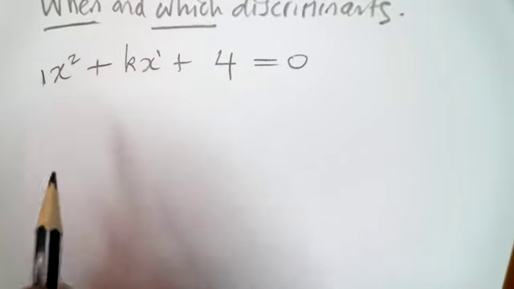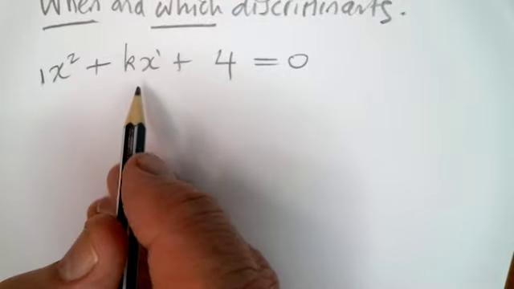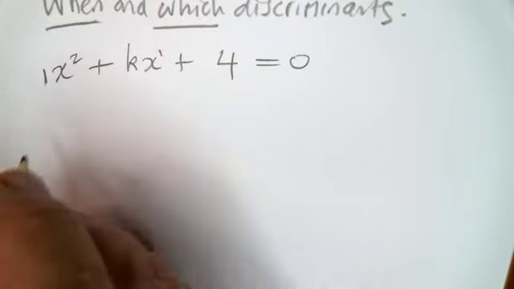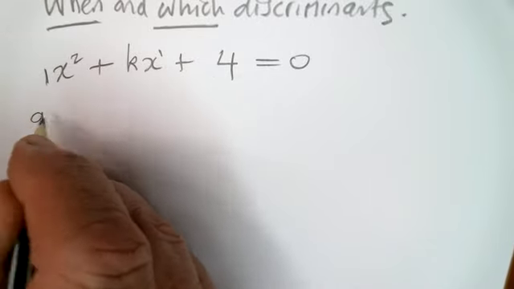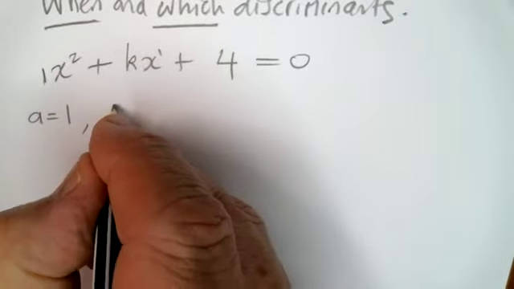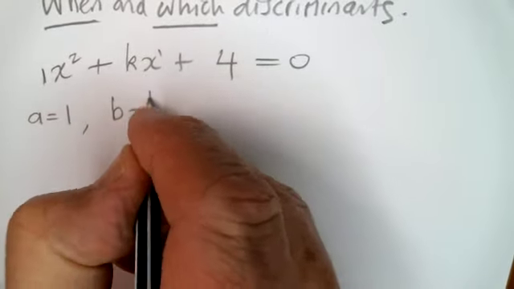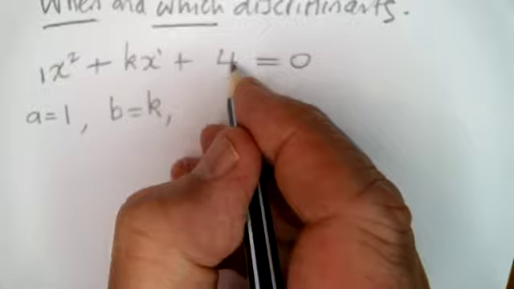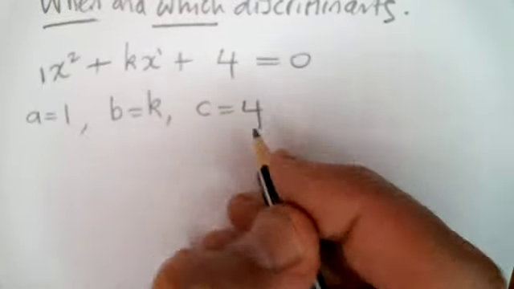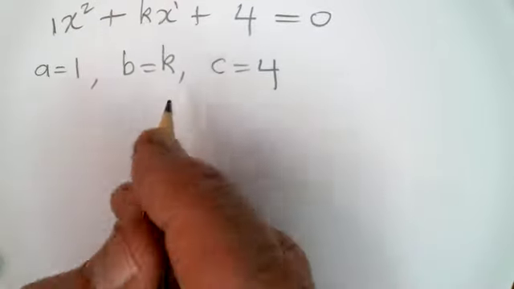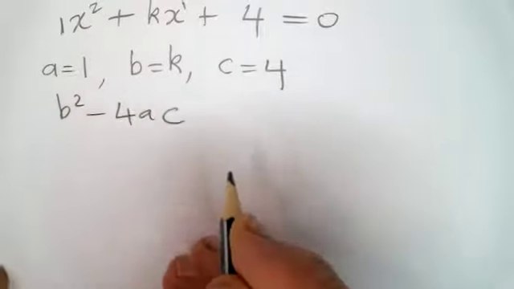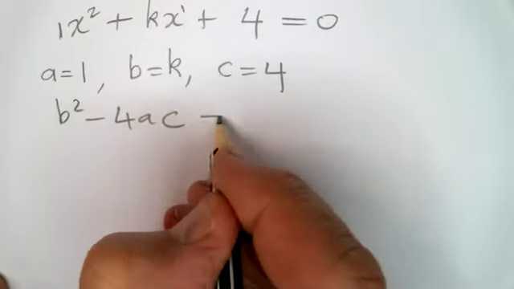So in this case, if we were to go ahead and do that, we would say, okay, what are the coefficients here? The coefficient of x squared is a 1, so a becomes 1. The coefficient of x to the 1 is b, and b, of course, is k. The coefficient of x to the 0 is 4, so c is 4. Then we use the discriminant, which is b squared minus 4ac, and we make it equal to 0.